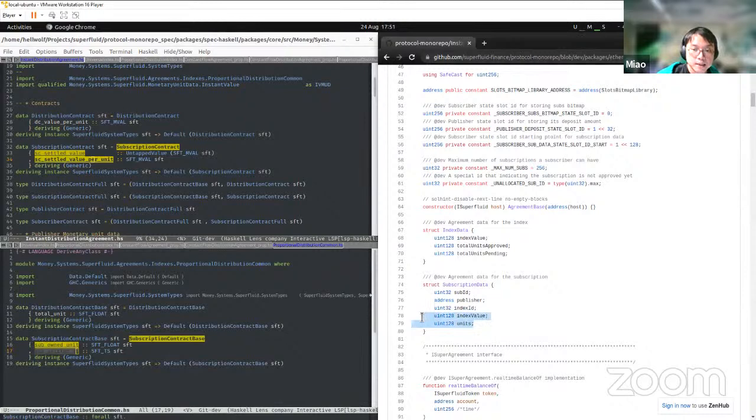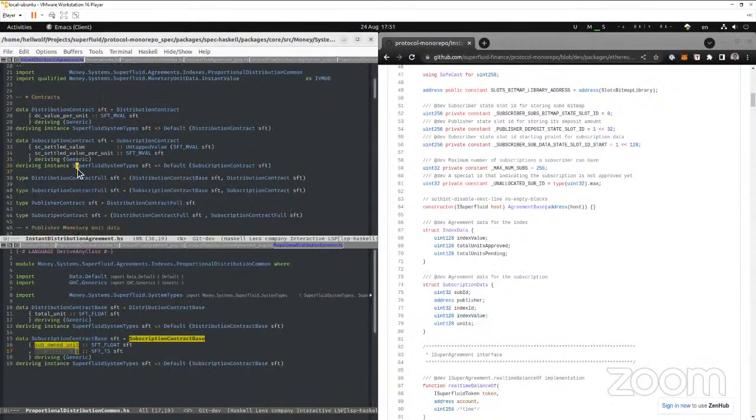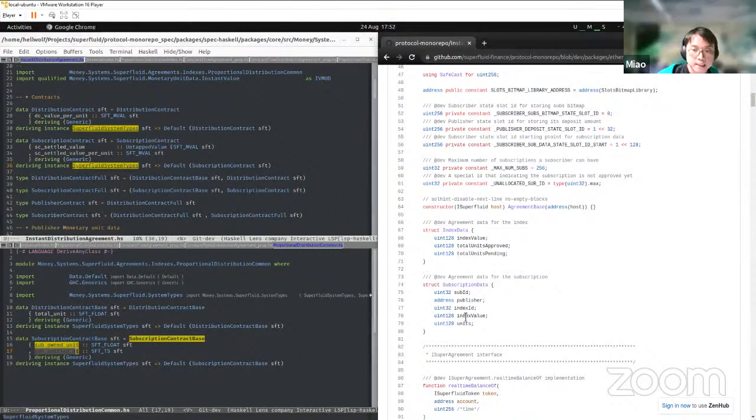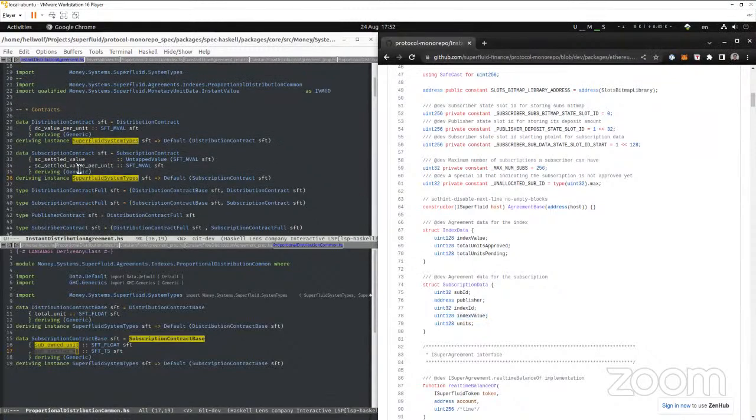And that covers it, right? What's the settled value? That's the index value here. I thought that was the value per unit. Oh, settled value.